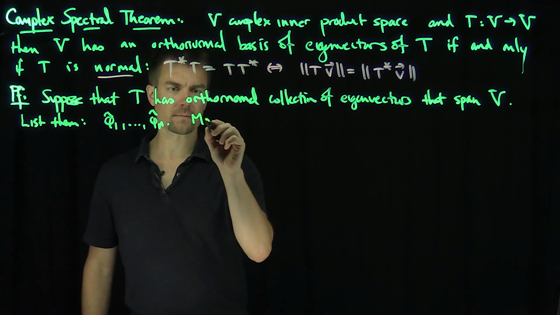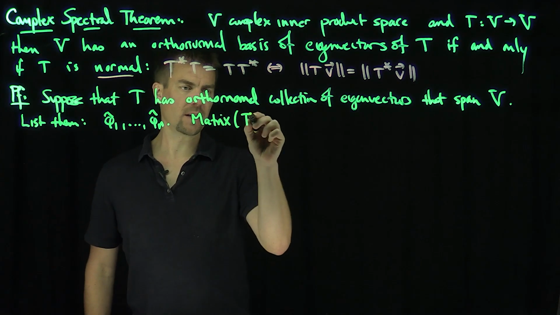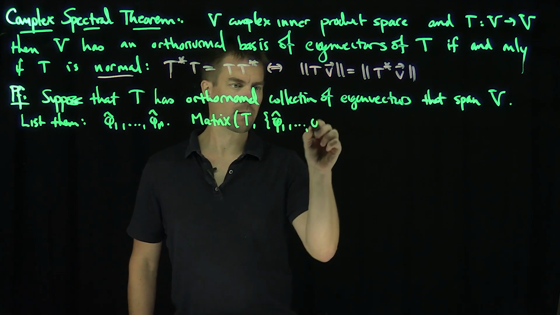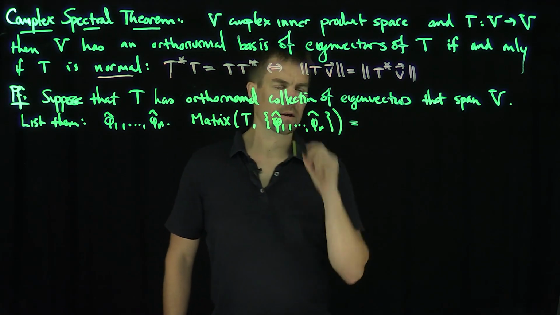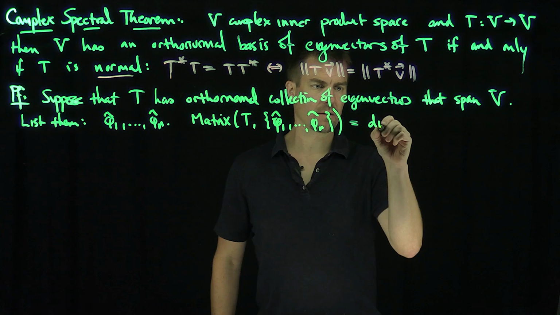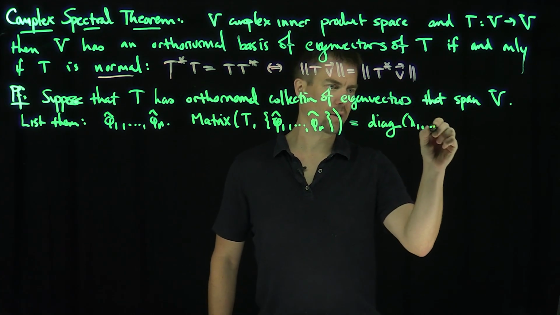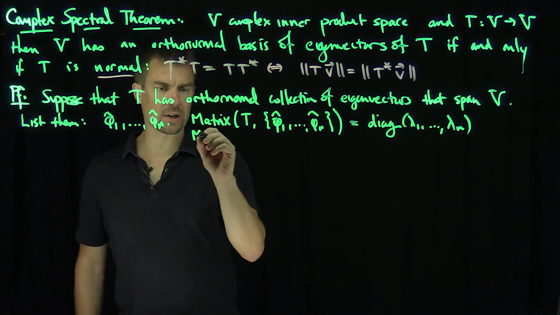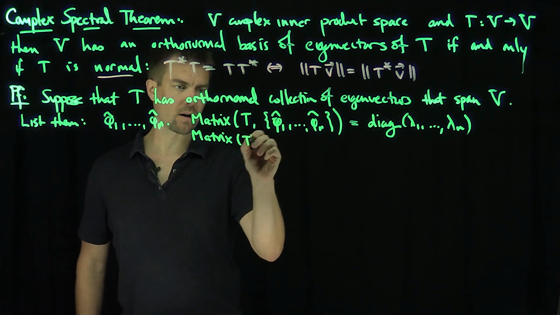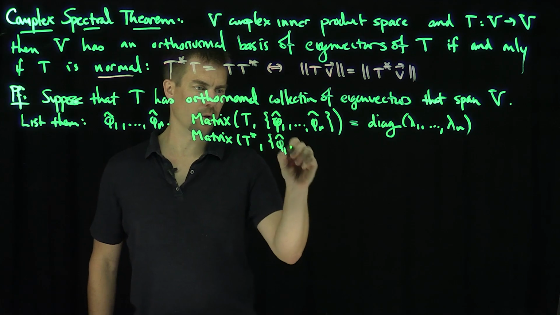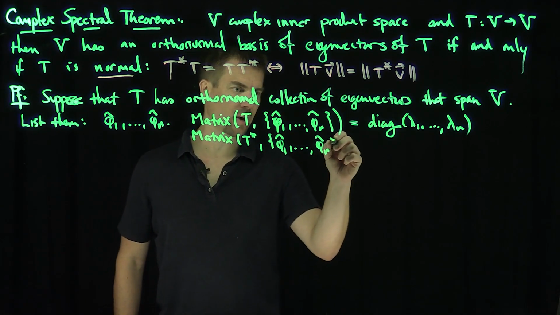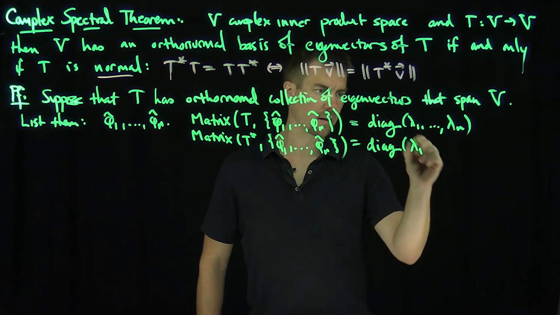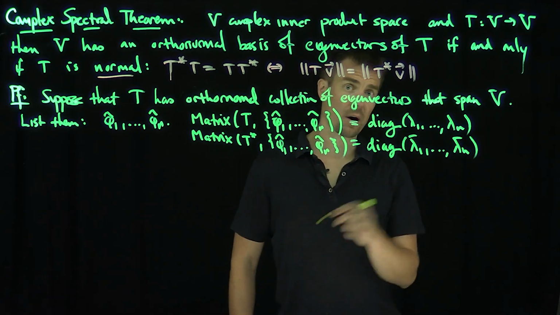So the matrix of T with respect to the basis phi 1 hat through phi n hat is just going to be a diagonal matrix, diag lambda 1 through lambda n, right? And therefore, what will the matrix of T star be, which is the conjugate transpose? So the matrix of T star with respect to this basis, we know that those are also eigenvectors for T star, just with the conjugates of the eigenvalues. So this is just diag lambda 1 bar through lambda n bar, like that.